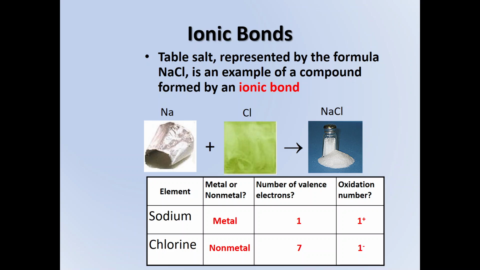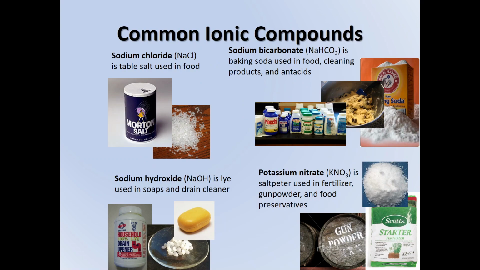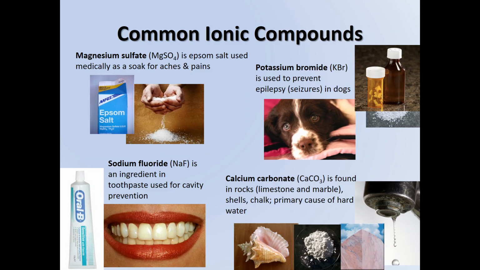So let's look at some common ionic compounds. Sodium chloride. This is table salt. Sodium bicarbonate, or baking soda. Its formula is NaHCO3. Sodium hydroxide, which is lye used in soap and drain cleaner. Potassium nitrate is a saltpeter used in fertilizer, gunpowder, and food preservatives. Magnesium sulfate, or Epsom salt.